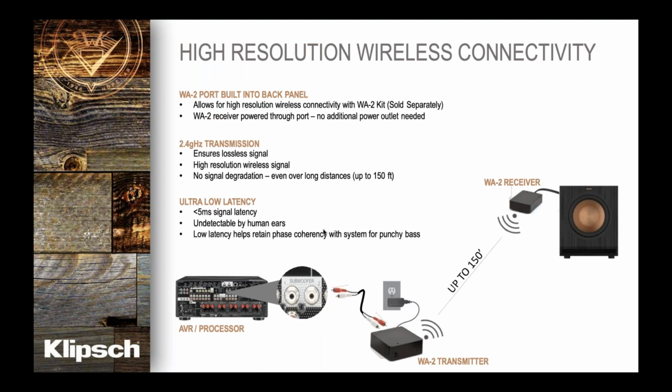Now, the WA2 wireless kit can be added to any of those SPL products for high-res wireless transmission. The subwoofer has a port on the back of it that will power and receive signal from that receiver. And there's a transmitter that connects via RCA to the subwoofer output on your AVR processor. Less than 5 milliseconds of latency, so the difference in timing is undetectable by human ears. It retains phase coherency, so you're not losing any performance with this high-res transmitter.